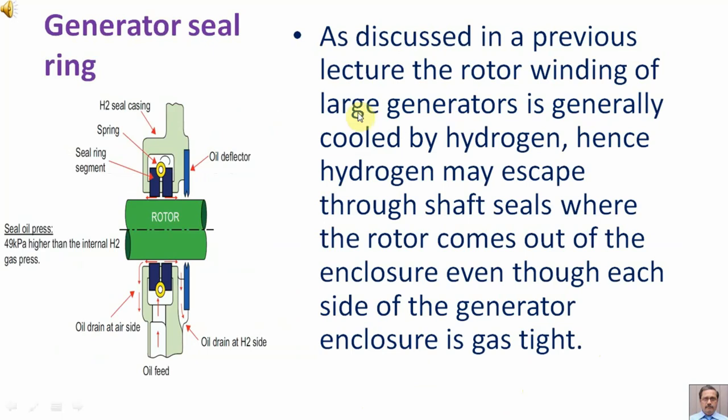Generator seal ring. As discussed in a previous lecture, the rotor winding of the large generators is generally cooled by hydrogen. Hence, hydrogen may escape through shaft seals where the rotor comes out of the enclosure, even though each side of the generator enclosure is gas tight.